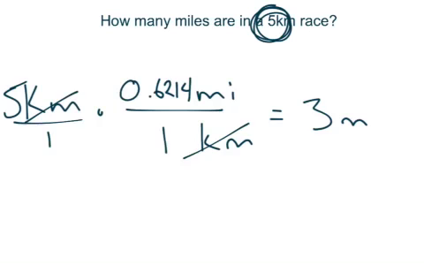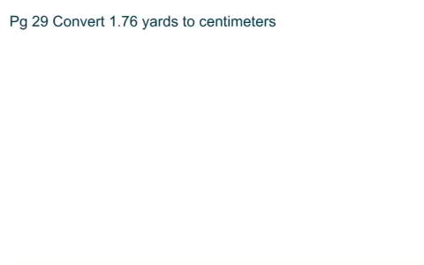So it's going to be 3 miles. Okay. On page 29, this is actually an example in the book. This is a combined standard conversion and metric conversion. We're starting with 1.76 yards.